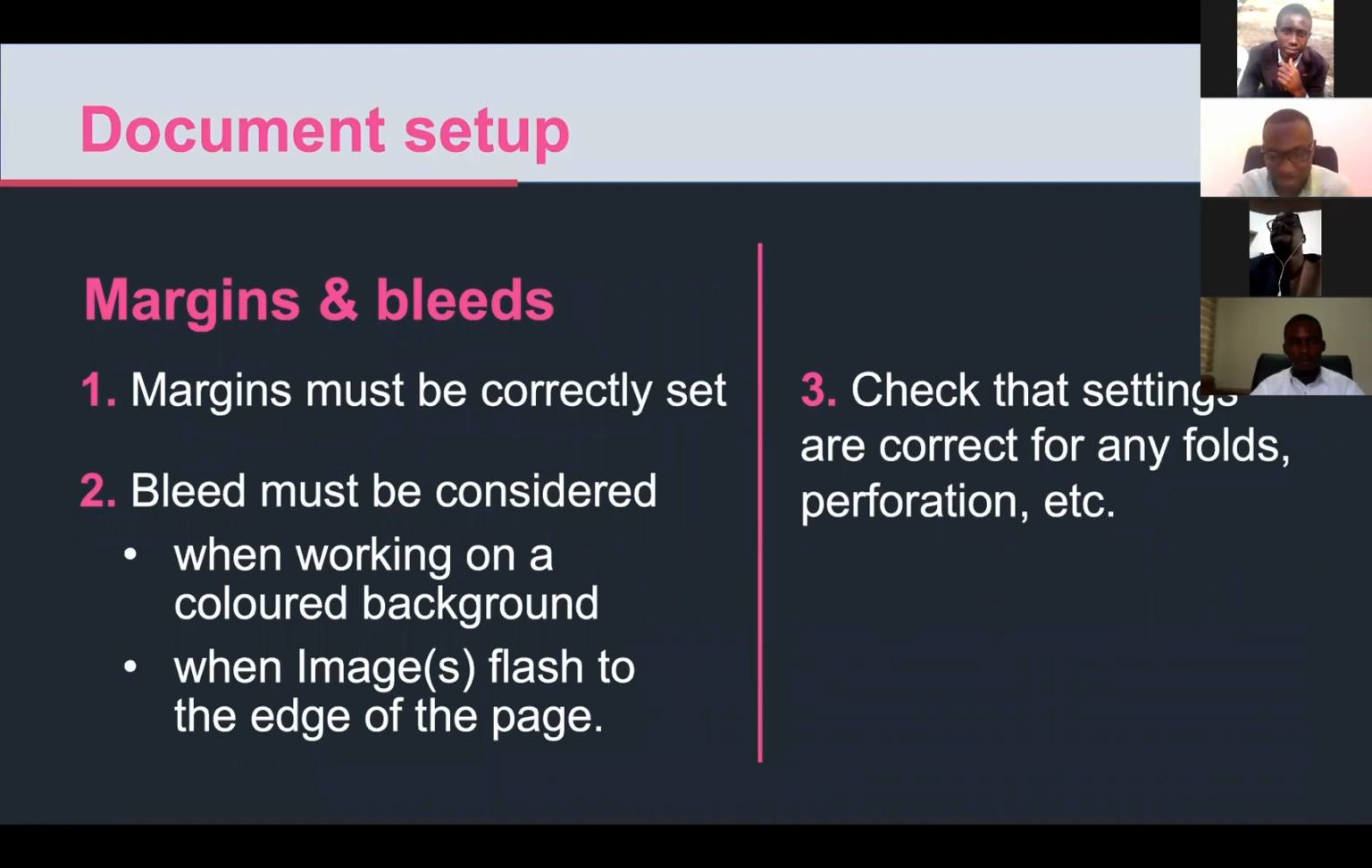So margins must be set correctly. After we understand what margin is, we understand what bleed is. Bleed must be considered when you are working on a colored background and also when your images are flashing to the edge of the page. You must also check the settings that they are correct for any folds and any perforations that you want to do. So if you are doing a brochure to be folded, you just have to make sure that you have left enough space for the folding so that when it is folded finally, they will not fold on a text.